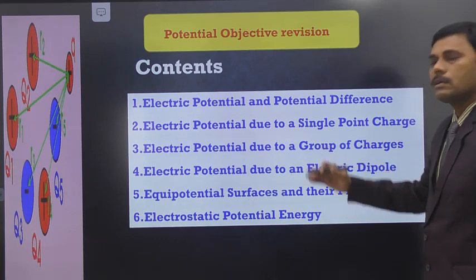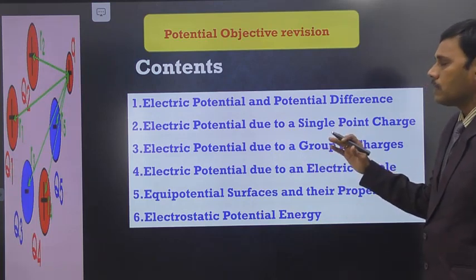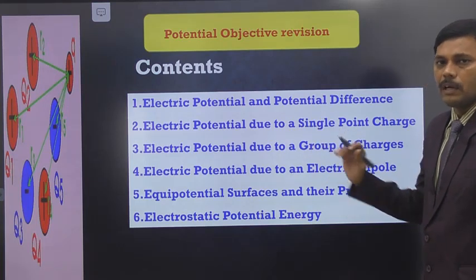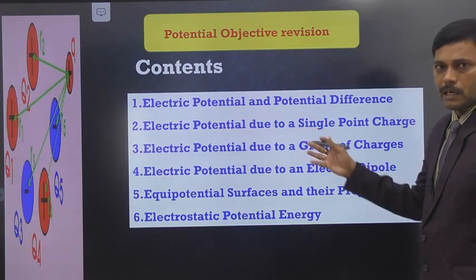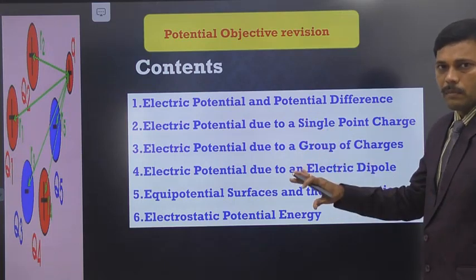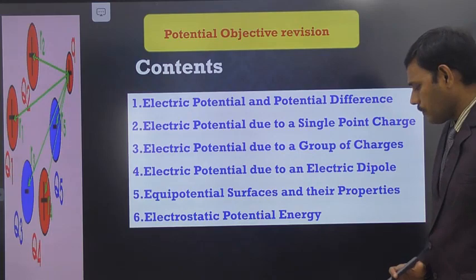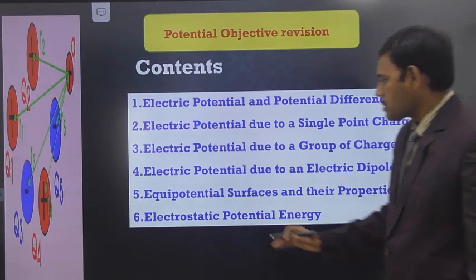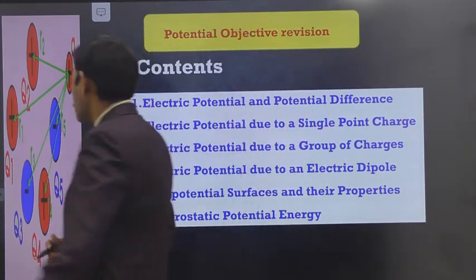With the help of that, we derive the relations between the potential and electric field, force and potential energy in case of uniform electric field and non-uniform electric field, and finally expressions for electrostatic potential energy.